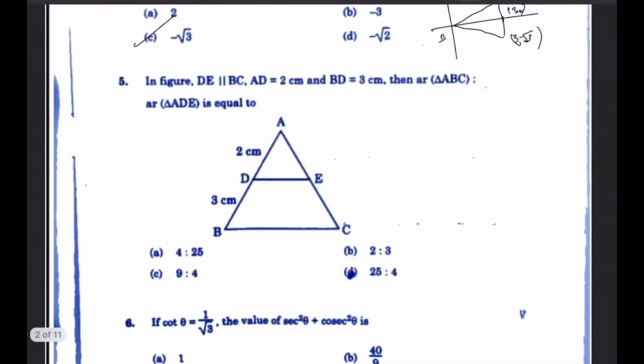Okay, D parallel to BC. We have AD as 2 centimeter, BC as 3, BD as 3 centimeter. Then what is the ratio of the areas? So you can see the ratio of sides of ABC to AD is 5 is to 2. So the ratio of areas will be 25 is to 4.